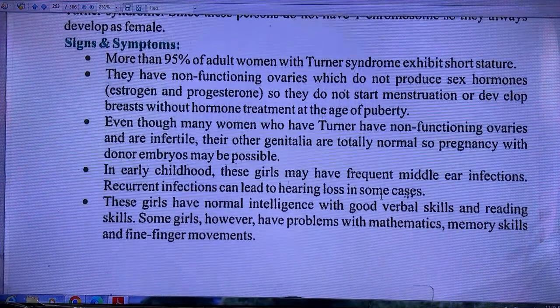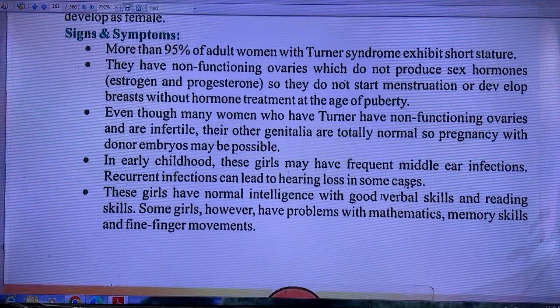More than 95% of adult women with Turner syndrome exhibit short stature. They have non-functioning ovaries, which do not produce the sex hormones estrogen and progesterone, so they do not start menstruation or develop breasts at the age of puberty without hormone treatment. Even though many women who have Turner syndrome have non-functioning ovaries and are infertile, their other genitalia are totally normal, so pregnancy with donor embryos may be possible.